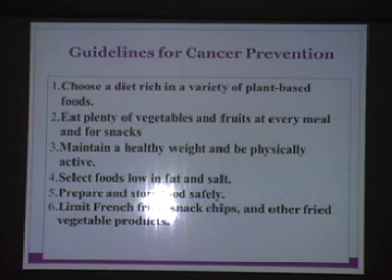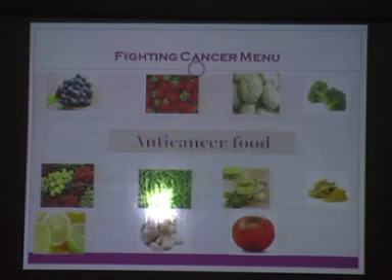Guidelines for prevention of cancer: choose a diet with a variety of plant food, eat plenty of vegetables and fruit, maintain a healthy weight, select food with low fat and salt, and also prepare and store food safely.